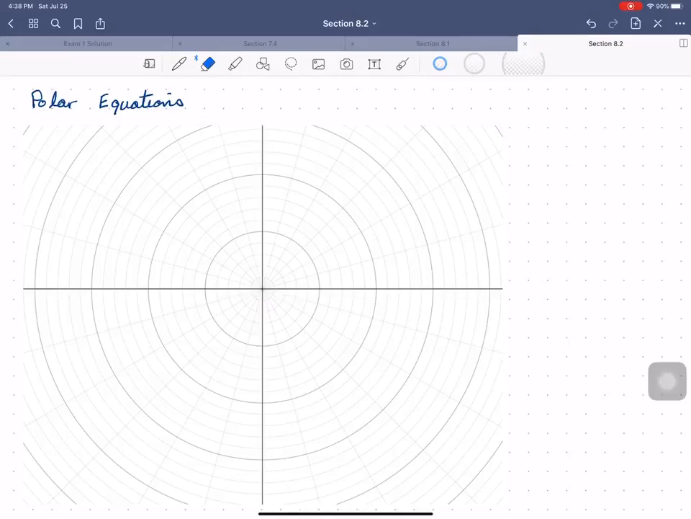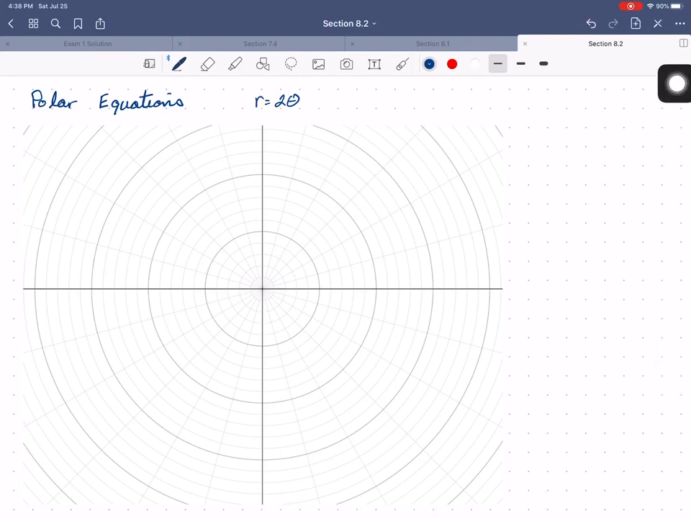All right, let's talk about polar equations. Now, the cool thing about polar equations is they can describe things that would be really hard to describe in the Cartesian system. So let's start with something that just looks like r equals 2 theta. How are we going to graph this?